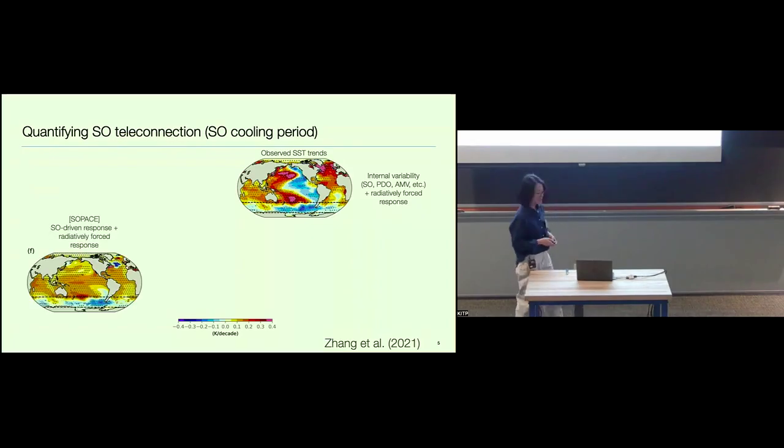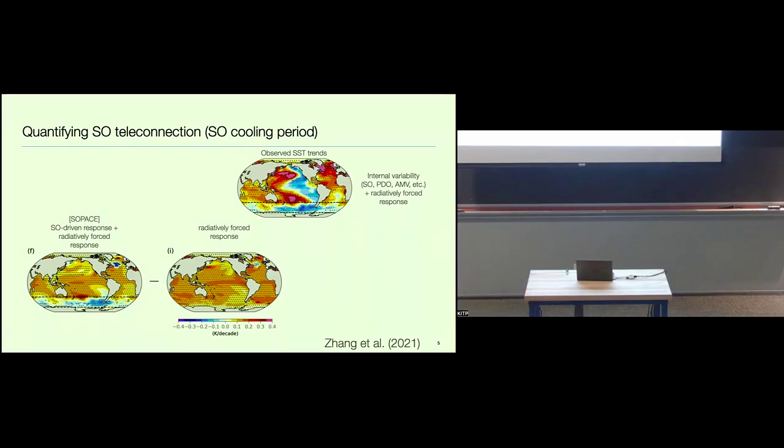So this is the map that we get from the Southern Ocean pacemaker. It's the average over 20 ensemble members. And what it's showing here is really a combination of the Southern Ocean driven response and the radiatively forced response during this period from 1979 to 2013. Again, the Southern Ocean looks very similar to observations by design, but then the rest of the globe shows still a very strong warming in this model, and there's very weak cooling over the Southeast Pacific.